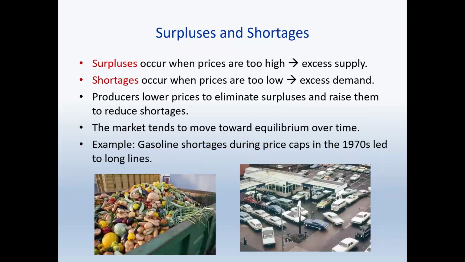Let's think about surpluses and shortages more deeply. Surpluses occur when the prices are too high. This is known as excess supply. Shortages occur when the price is too low. This is known as excess demand. Producers lower prices to eliminate surpluses and raise them to reduce shortages.